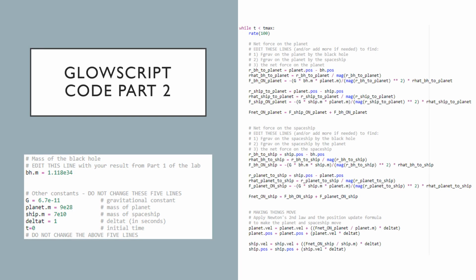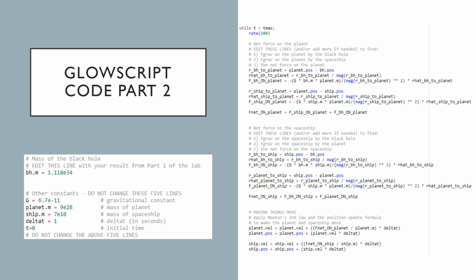Here's the code for part two. So on the left, again, we have the initial conditions. So you can see we plugged in the mass of the black hole that was just found in the previous part. And then the mass of the planet and mass of the ship were given to us. And on the right, we use the force of gravity equation to find the force acting between each object in the system. So the net force on the planet is the sum of the force of the ship on the planet and the force of the black hole on the planet. And then the net force on the ship is the sum of the force of the black hole on the ship and the force of the planet on the ship.